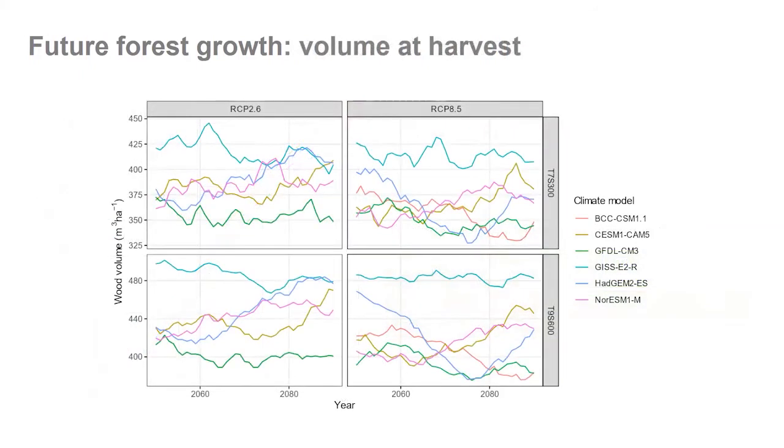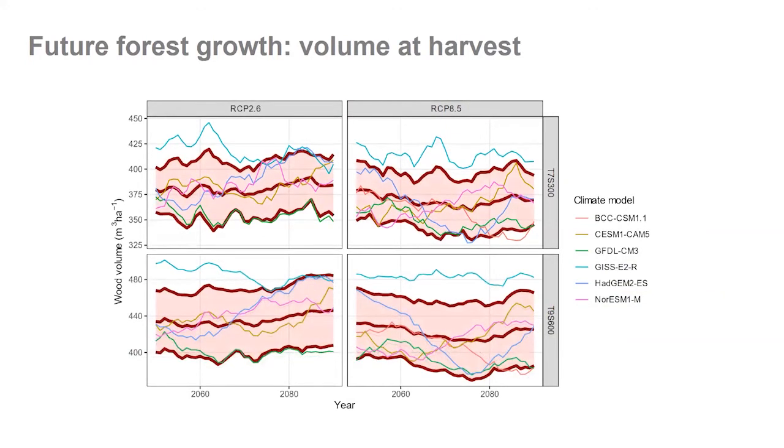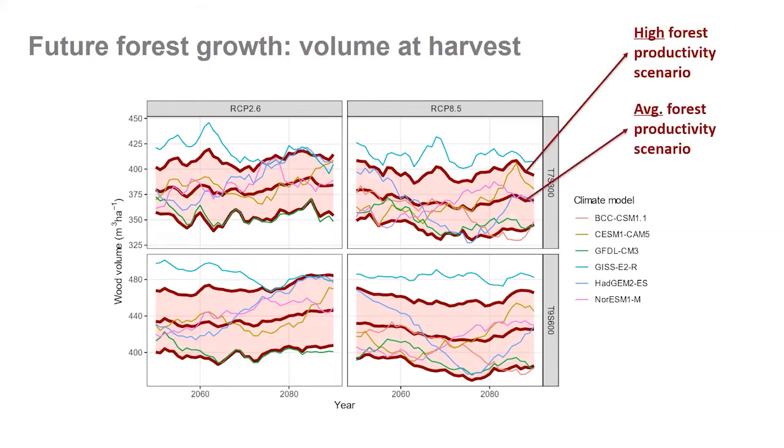to 2090, this is how they look, okay? Again, we have the RCPs here, we have the 2 regimes, and we have 6 lines in each panel corresponding to the data from the 6 climate models. So what we did was we created averages based on these 6 different lines in each panel. And we constructed confidence intervals along these averages, okay? And we used this information to create high, average, and low forest productivity scenarios, okay?